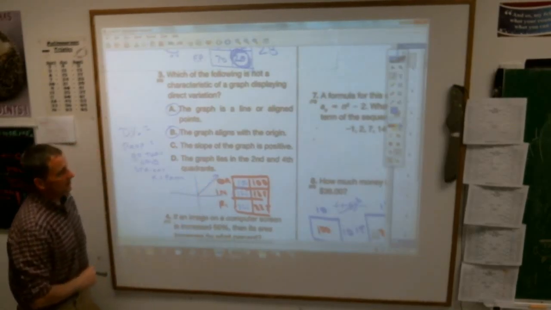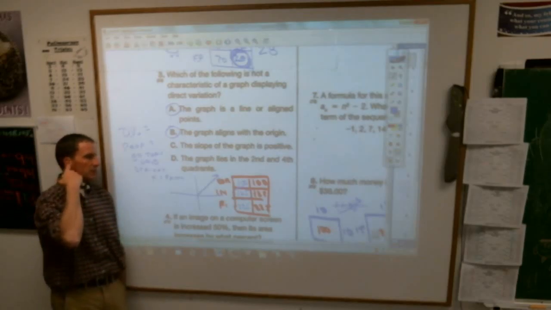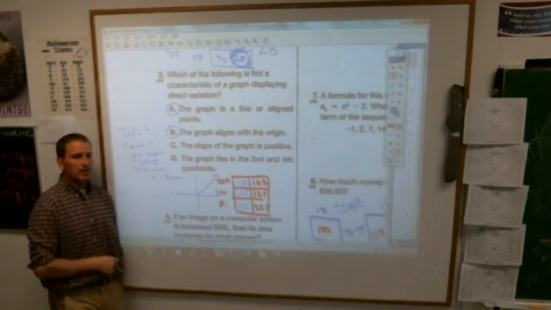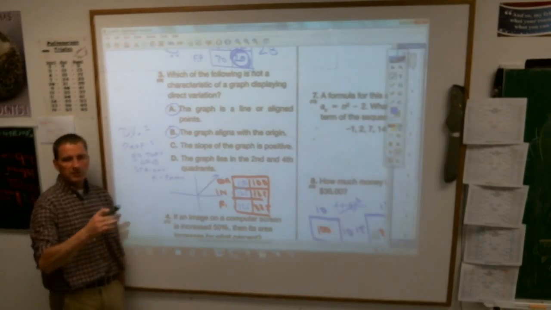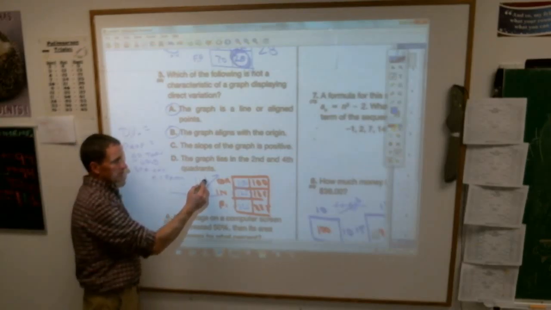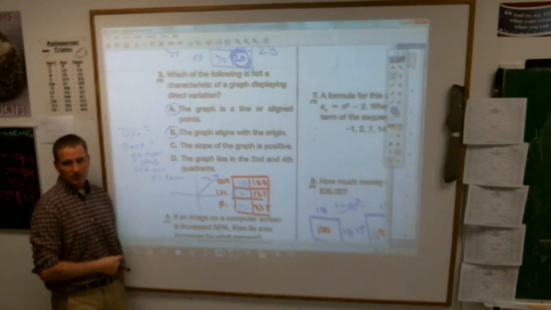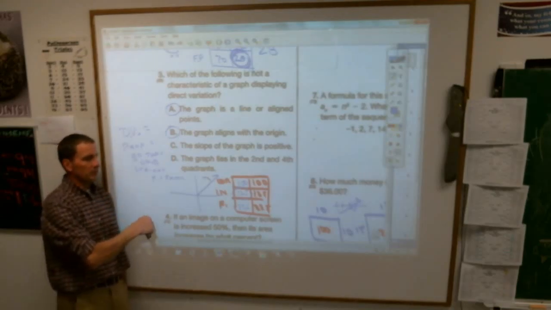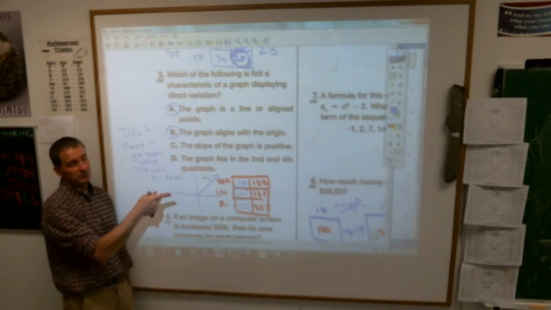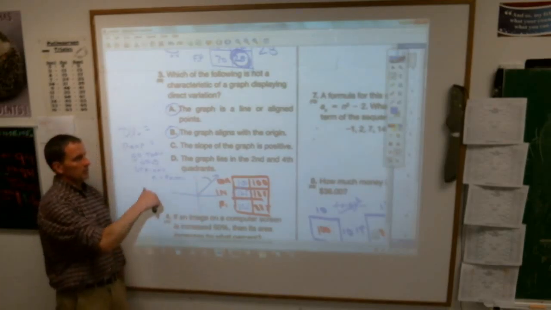Why would letter C have to be true? Because remember in direct variation, we said if one goes up, the other one has to go up. Well, that means it has to be positive slope. Why? Because that's the way if one goes up, the other one goes up. If one goes up and the other one goes down, that's when you get that negative slope. So this has to be true.